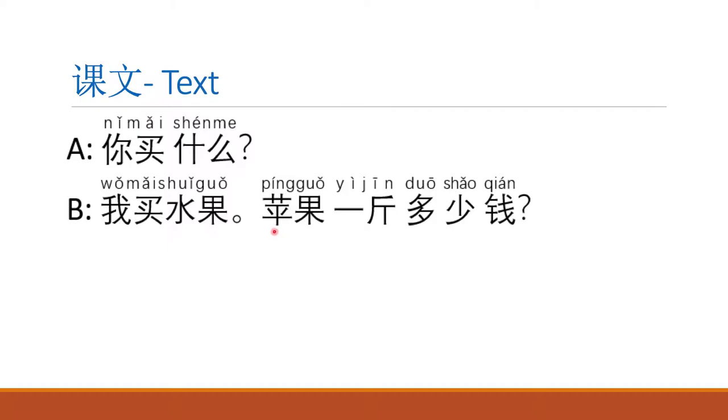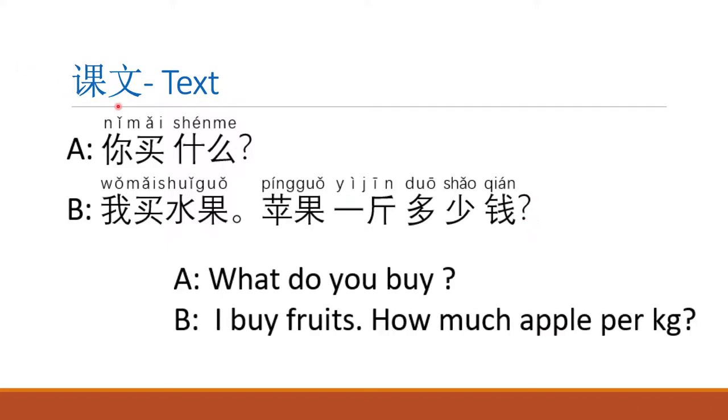苹果一斤多少钱? 我买水果. 苹果一斤多少钱? What does this mean? 你买什么? Okay. 什么, which means what? Right. 买, which means buy.